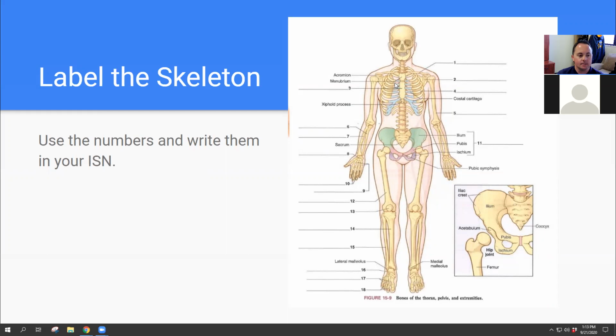6 and 7 together, the ulna and radius, make your forearm. Number 14 and 15 together, your tibia and fibula, make your lower leg or your shin. Okay. Now, a lot of people make a common mistake with tibia and fibula, and they call it the tibula or the fibia. Those are not bones in the body. Okay, it is tibia and fibula. Okay. So now we have labeled some major bones in the body.